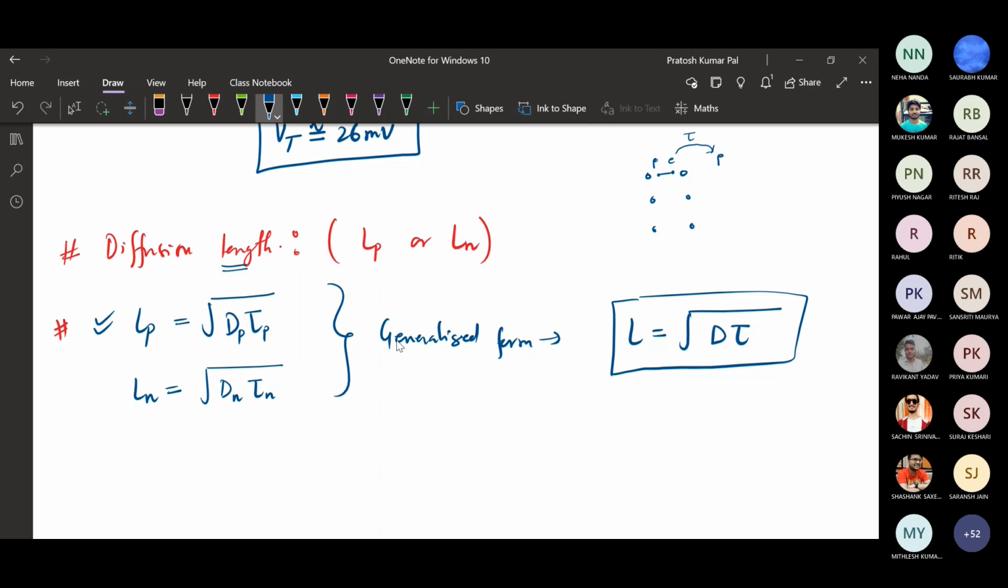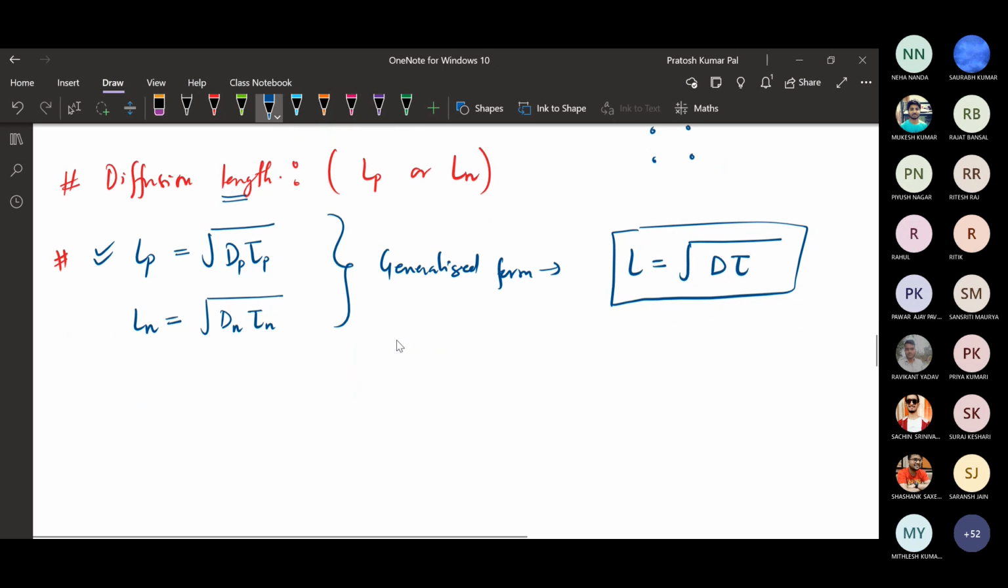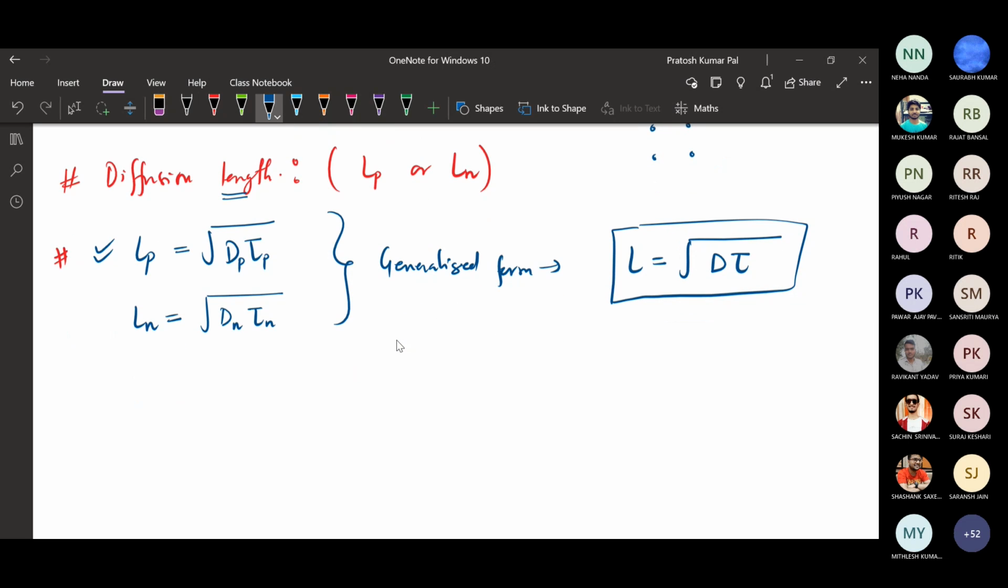So this is the diffusion length basically. Here you can just write tau. D is the diffusion constant and tau is your carrier lifetime. So these are the two different parameters on which it will be depending. So this is how it is defined.